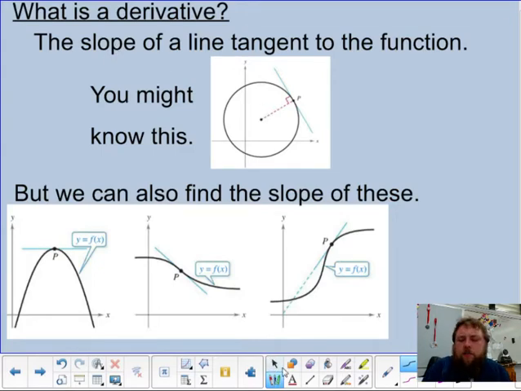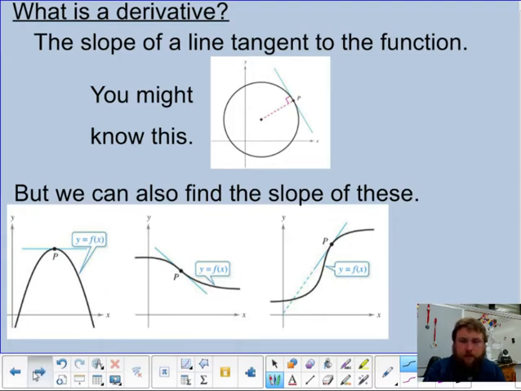So what's a derivative? Well, one way to define a derivative is it's the slope of a line tangent to the function. You see a circle, and we've talked about the tangent line, and it's perpendicular. But we also can find the slopes of the tangent lines for these other functions. You've got this parabola, find the slope there, or the slope right here on the function, or the slope right here. So it's finding the slope at any point in the function.